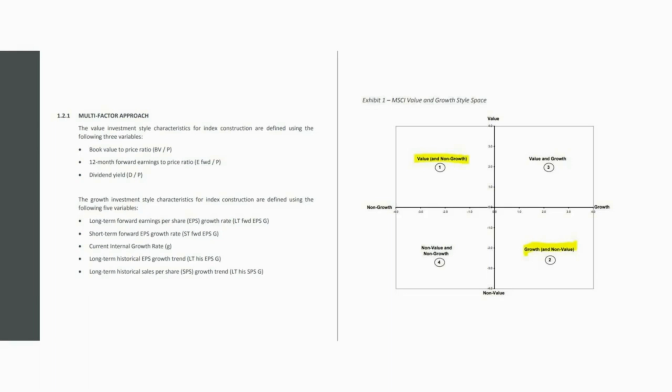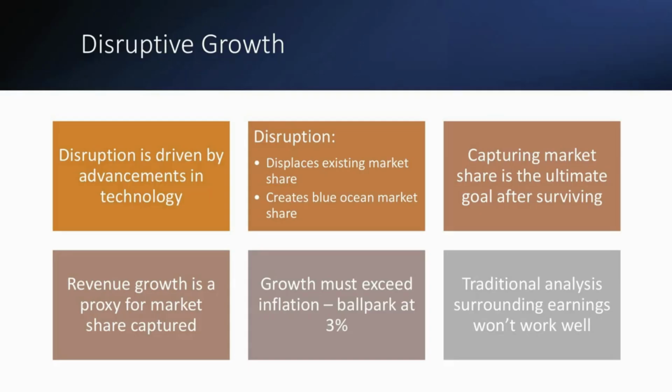Now, today we want to talk about a different type of growth. That's disruptive growth. This is what we look at when we're investing in our own disruptive tech stock portfolio. So disruption is driven by advancements in technology. So we can assume that a lot of disruptive stocks belong in the technology arena, or at least utilize technology. They may not be classified as such according to industry classifications, but disruption is all about either displacing existing market share or creating new market share, what they call blue ocean market. So capturing market share is the ultimate goal of a disruptive growth company after surviving. So if they're not capturing market share or growing revenues, that's a proxy for market share.